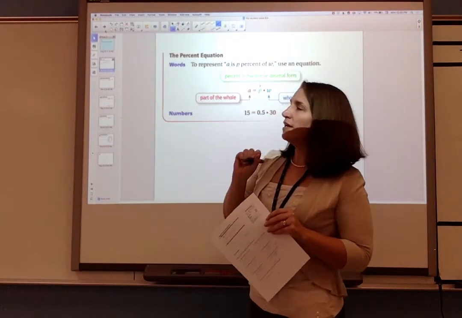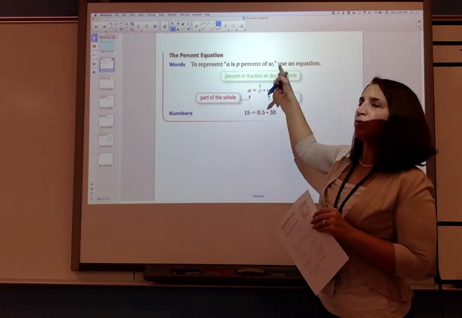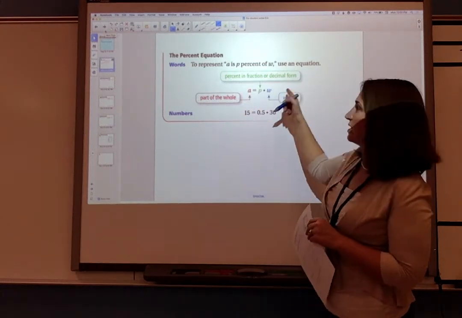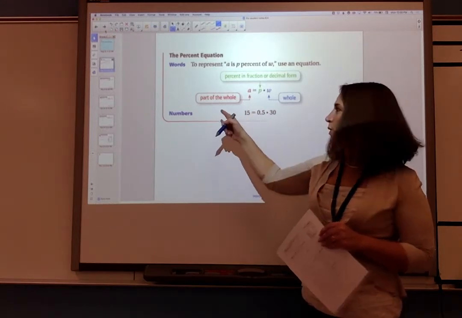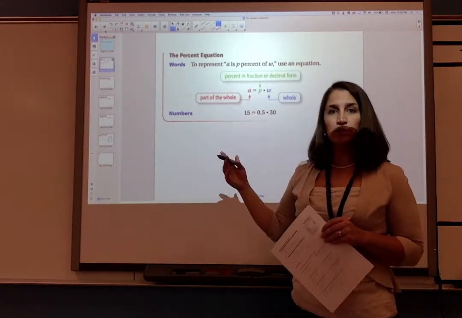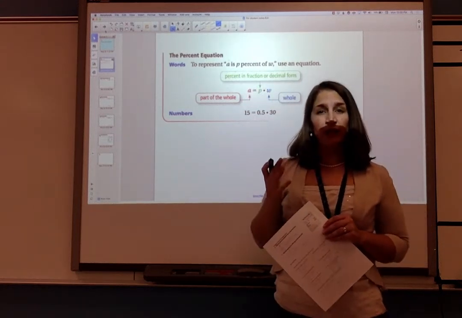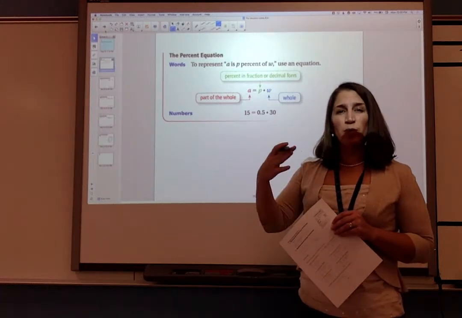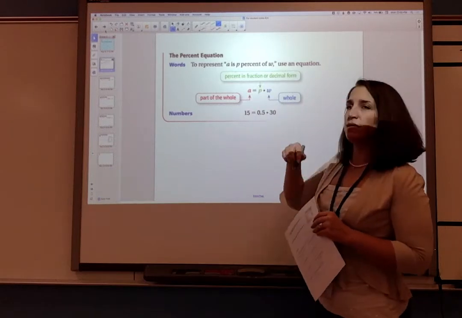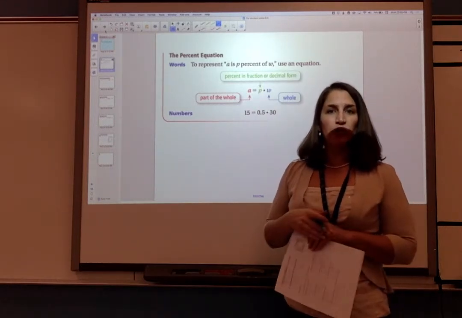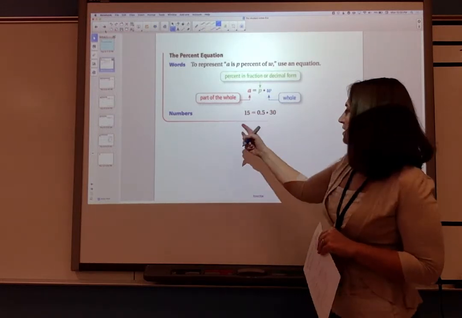To use the percent equation, to represent "A is a percent of W," we're going to use this equation: A equals P times W, where A still represents the part, P is the percent, but it is in fraction or decimal form. So remember, in the proportion we had P over 100. This time the percent is going to be represented in fraction or decimal form, and the W is still the whole.